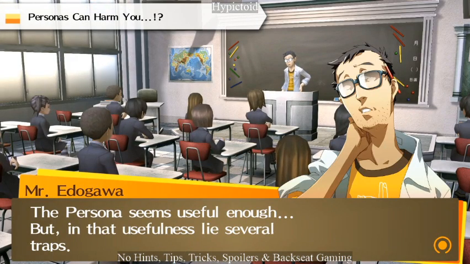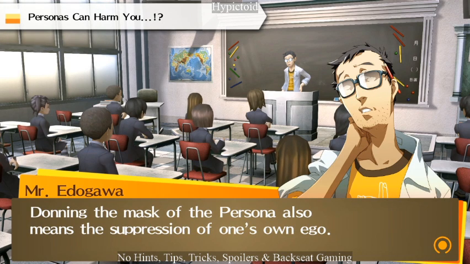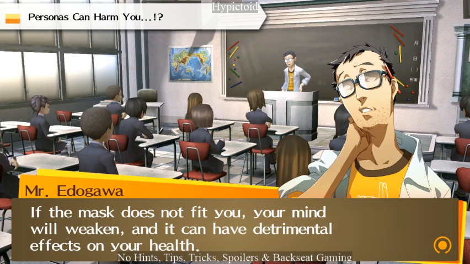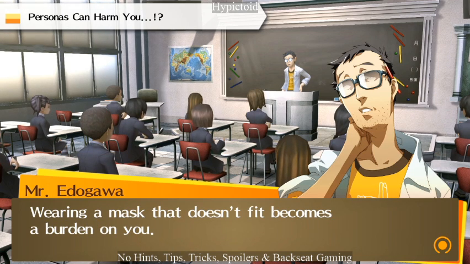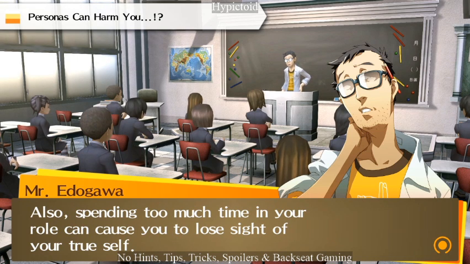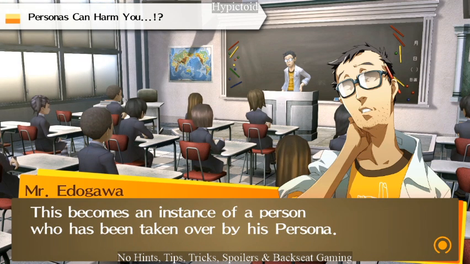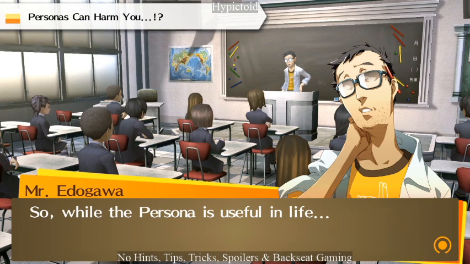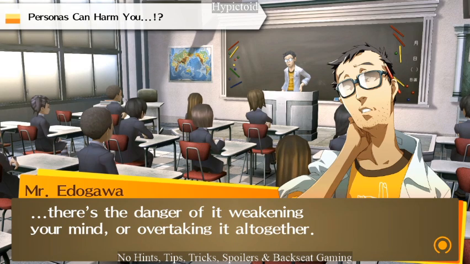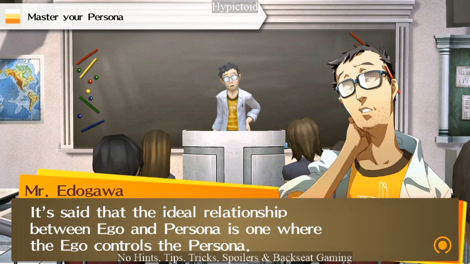Personas can harm you. The persona seems useful enough, but in that usefulness lie several traps. Donning the mask of the persona also means the suppression of one's own ego. If the mask does not fit you, your mind will weaken and it can have detrimental effects on your health. Wearing a mask that doesn't fit becomes a burden on you. Also, spending too much time in your role can cause you to lose sight of your true self. For example, as our subject dons the mask of a teacher, he begins to act as one outside of school and even at home. This becomes an instance of a person who has been taken over by his persona. So while the persona is useful in life, there's the danger of it weakening your mind or overtaking it altogether. What, like schizophrenia.